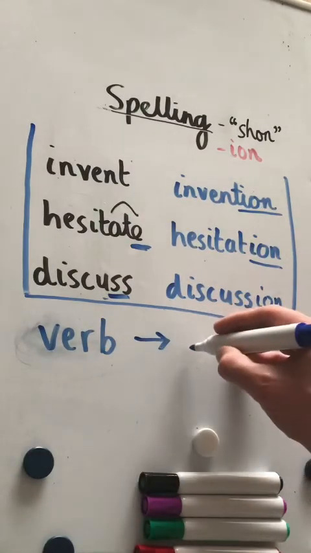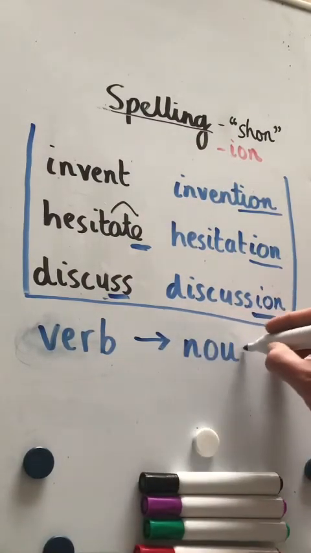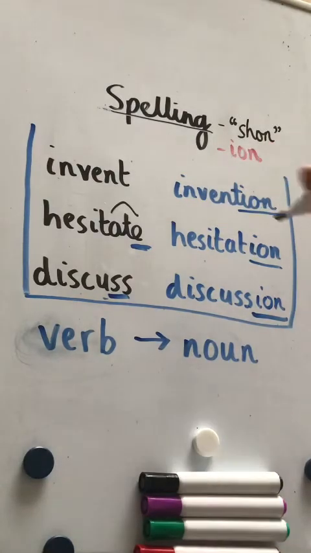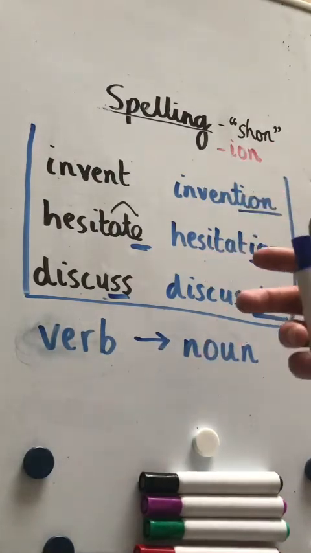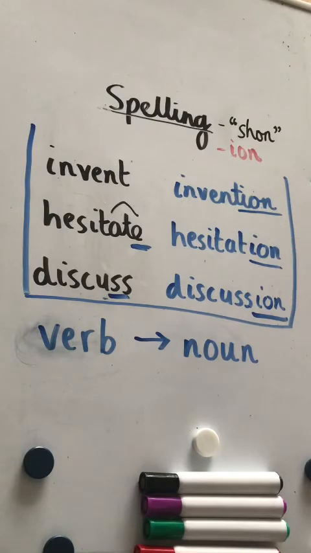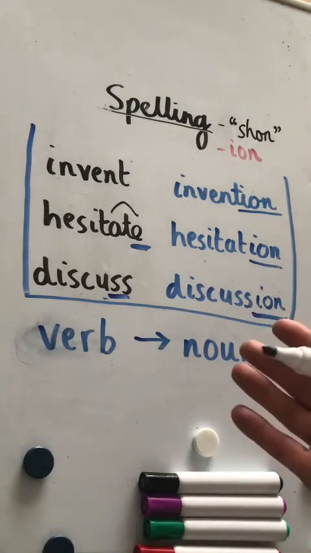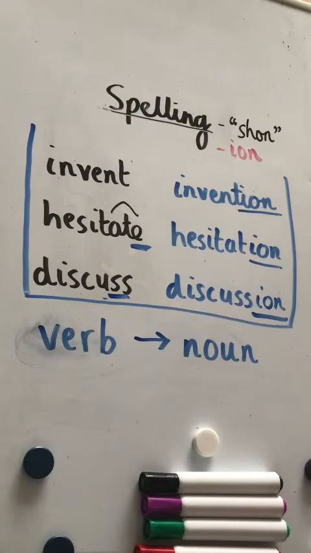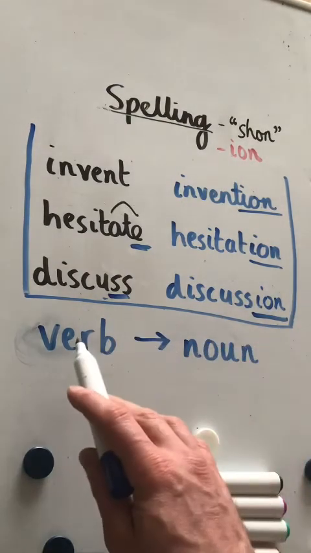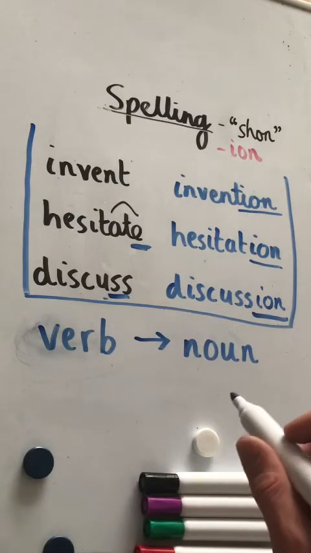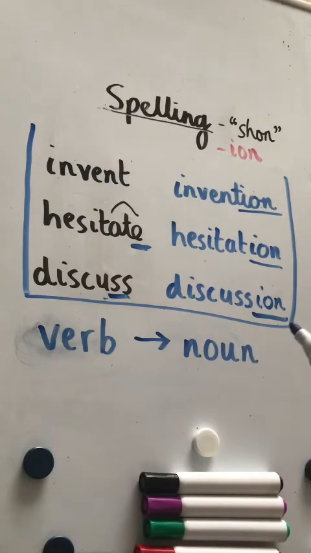That is how you change it to a noun. So the invention is the noun. It's the thing that you can see. The hesitation, that is the noun. And also discussion, it's the thing, it's the noun. It's the thing that you are talking about. Okay? So from a verb to a noun, it only works for some, but there are lots out there.